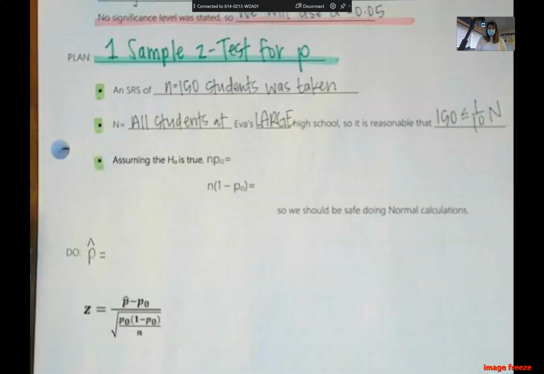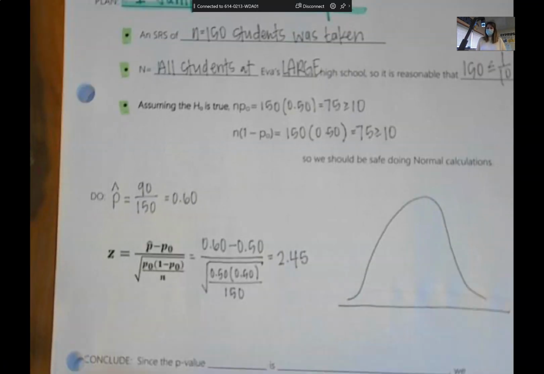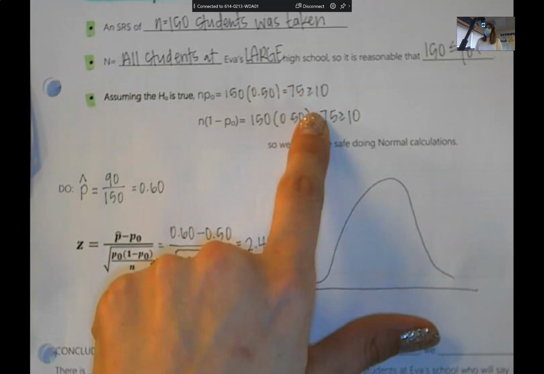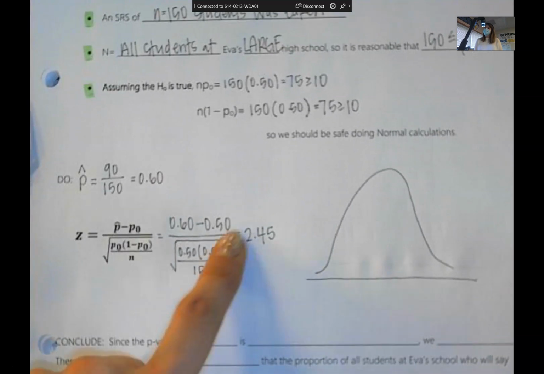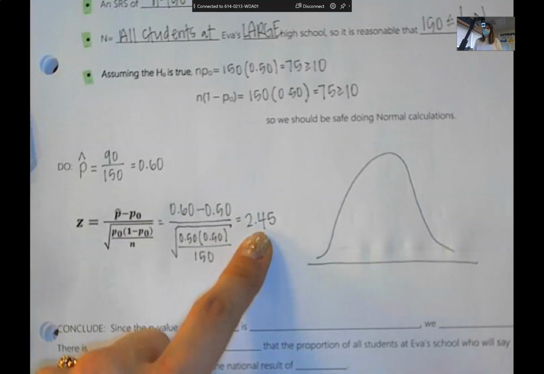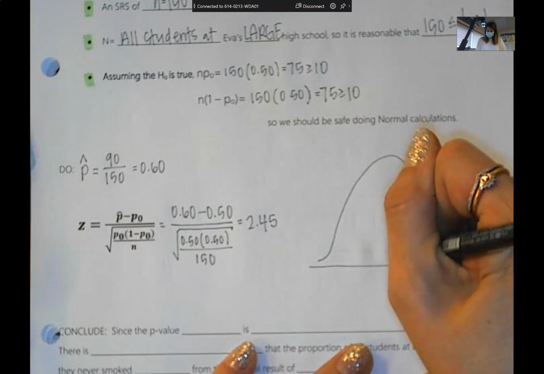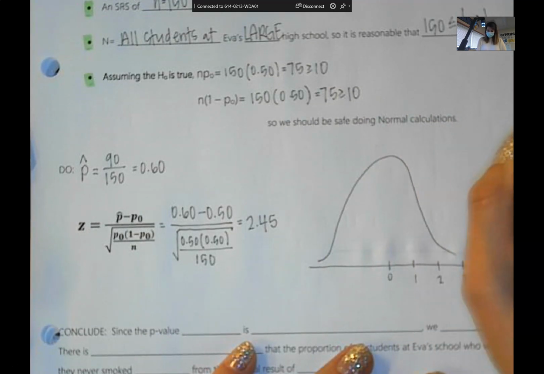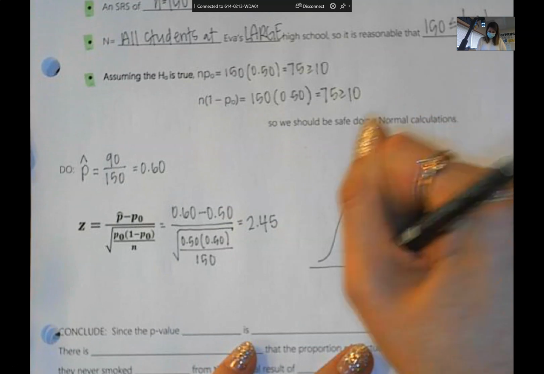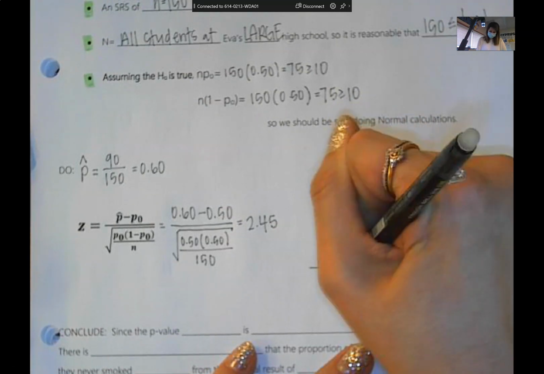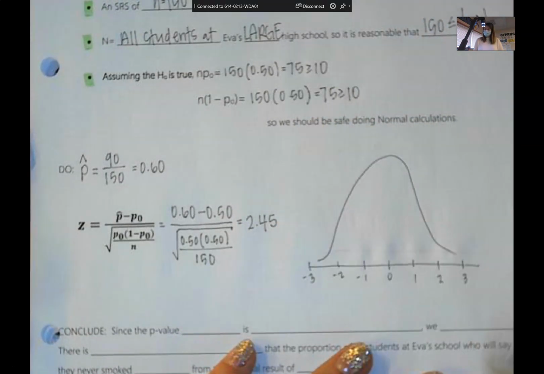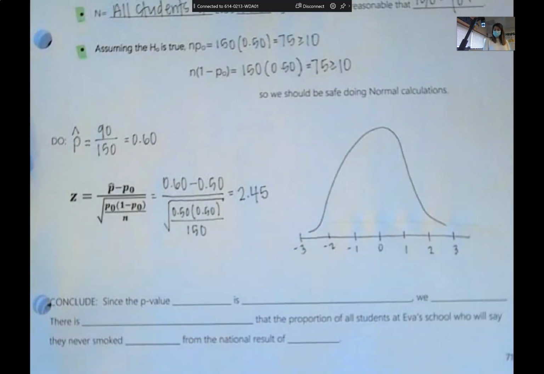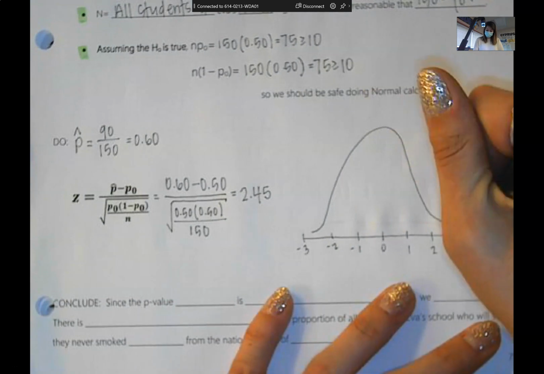Okay, I have a Z of 2.45. So I check my conditions up here. I got a Z of 2.45. So I've started my normal curve. Just going to finish up now. And then I am going to plant my flag at 2.45 because that is what my sample gave me.